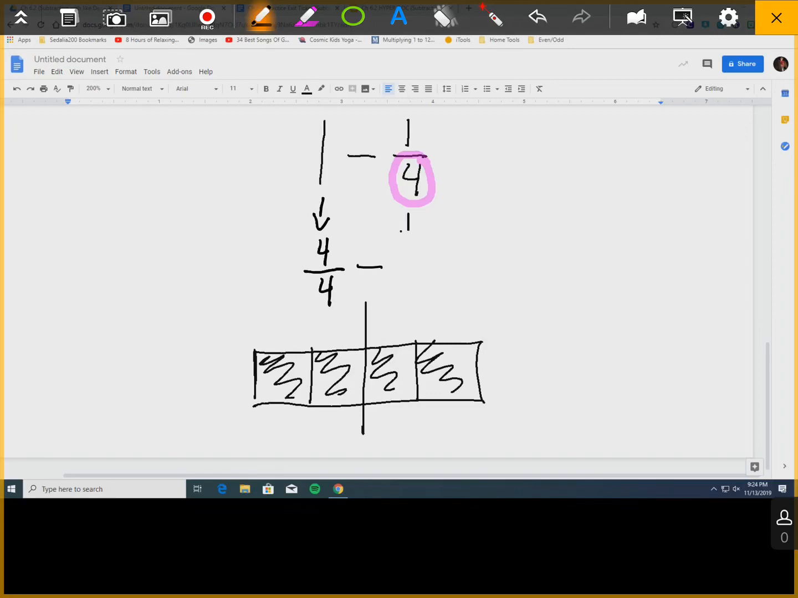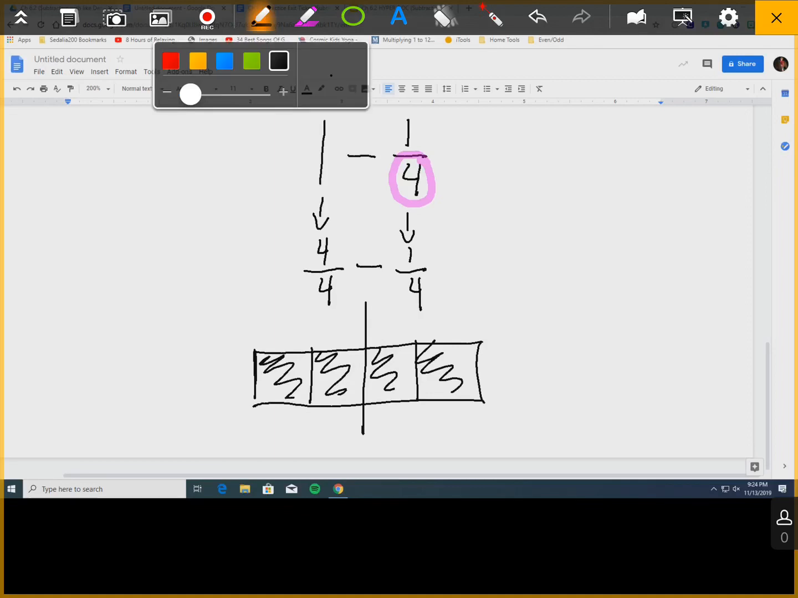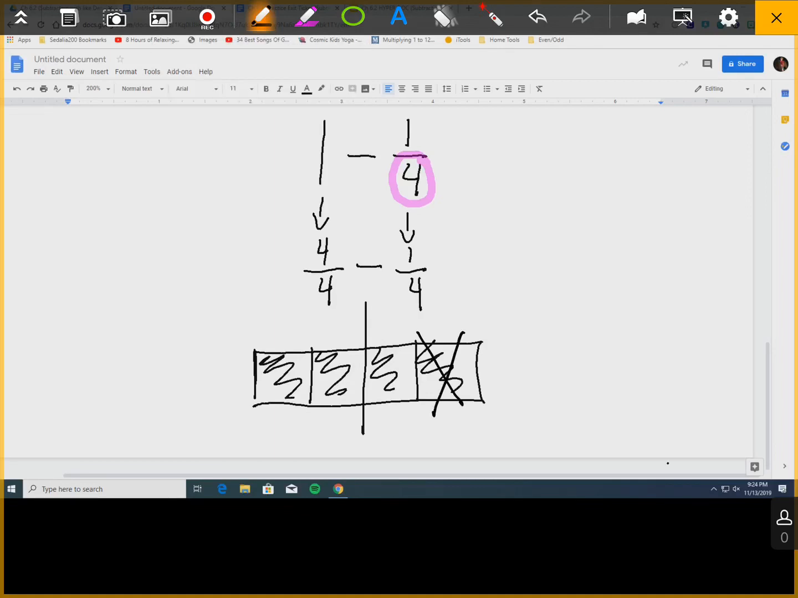Now I'm ready to take away my 1/4. 4/4 take away my 1/4 is going to give me 3/4. I can check that by going 3/4 plus 1/4 is 4/4, or my 1 whole that I needed to have started with.